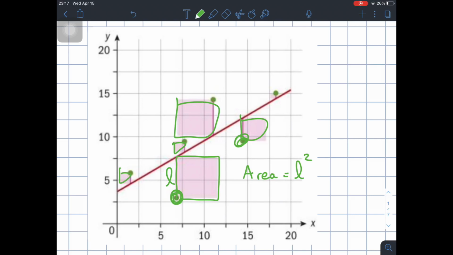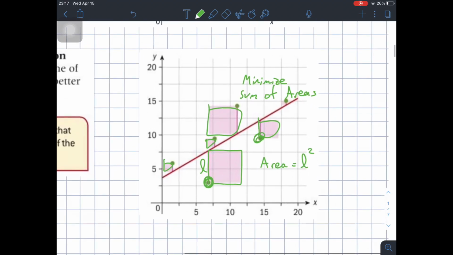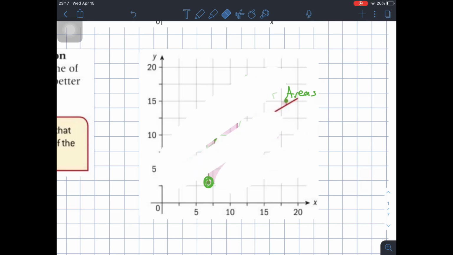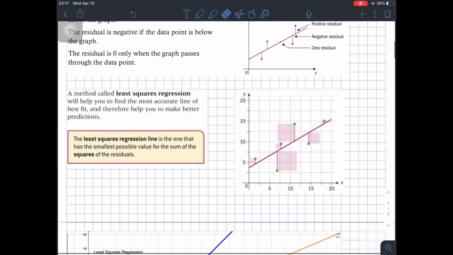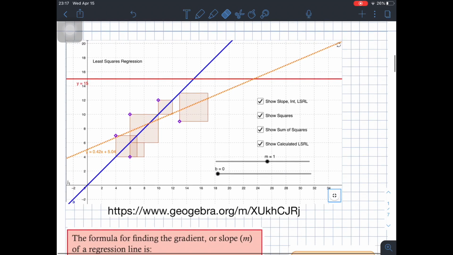So the objective of the least square method is to minimize the addition of these areas, okay? Minimize the sum of areas. That's what this method is about, and that's the one that creates the least inaccuracy, or the one that is the most accurate, we would say. Okay, so we're going to do a short investigation just to prove this, and you can try this on your own if you want.